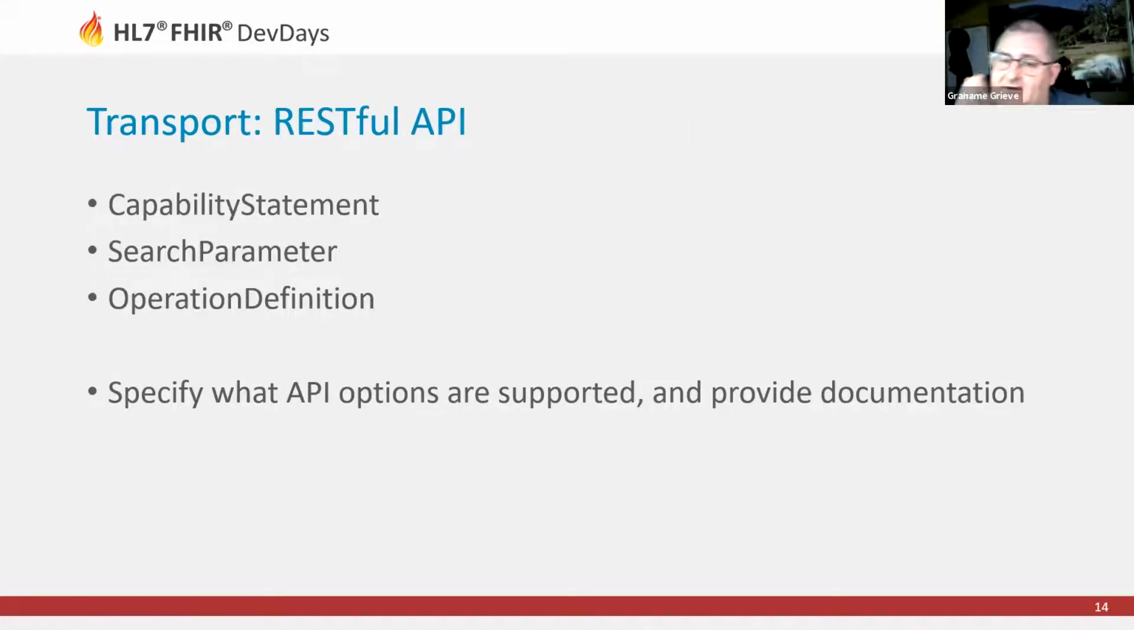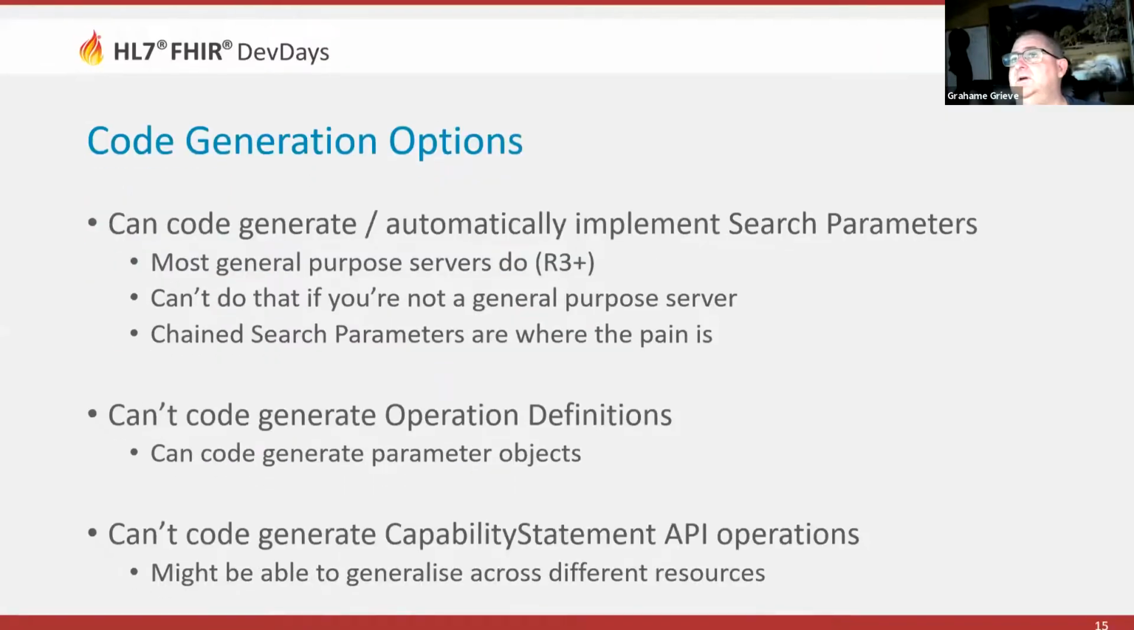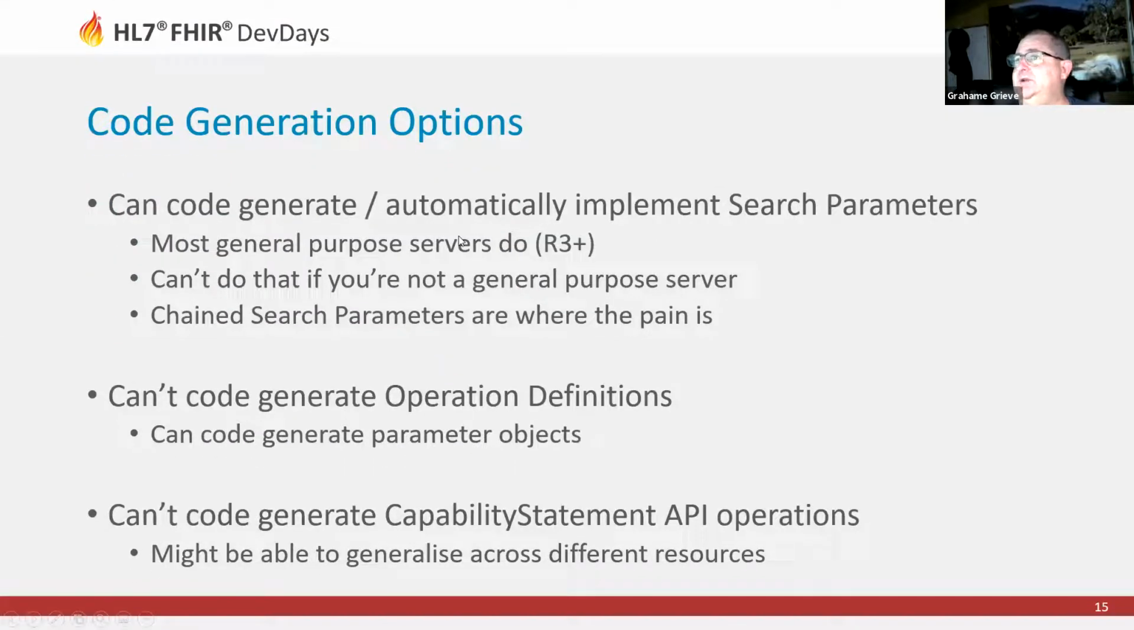Now I'm going to turn my attention to transport and basically I'm focusing on the RESTful API because that's the only bit where we have computable definitions. So we define the resources capability statement, search parameter, and operation definition. These specify what your API is on the RESTful server and provide documentation about the operations and can be used operationally by servers or at code generation time. So you can generate and automatically implement search parameters.